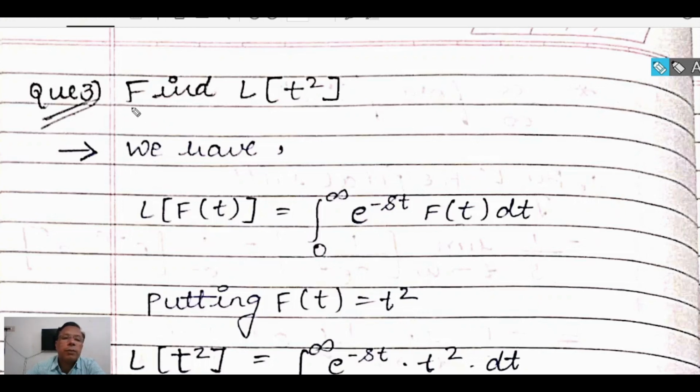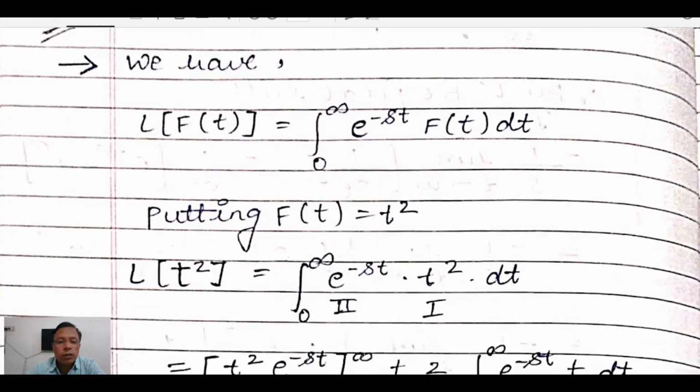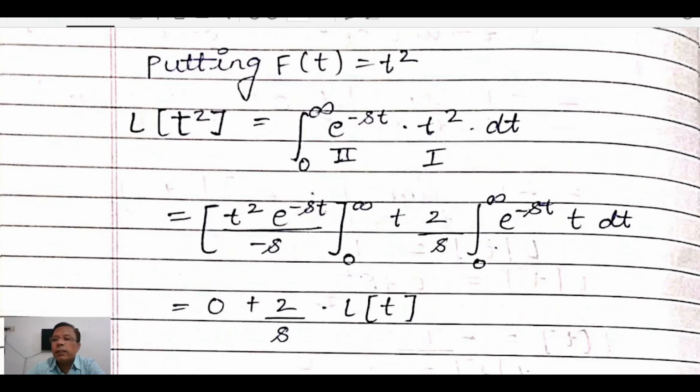Find the Laplace transform of t square. So we have, by definition of Laplace transform, Laplace of f(t) equal to integral 0 to infinity e power minus st f(t) dt. Here f(t) equal to t square. So Laplace of t square equal to integral 0 to infinity e power minus st t square dt.